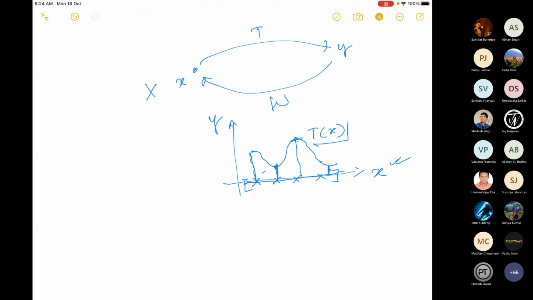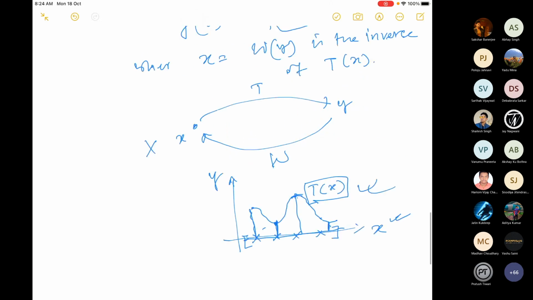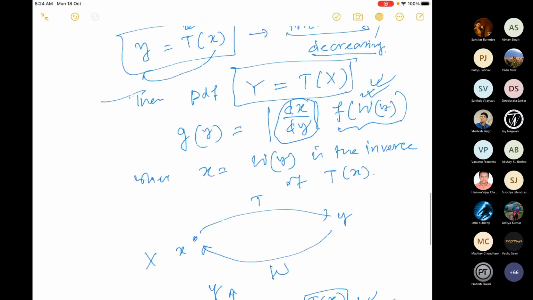So this function is not increasing or decreasing. But the theorem we proved was for when this is increasing or decreasing, because we have to have the inverse. Existence of an inverse does not mean that it is increasing or decreasing, but we need the concept of increasing or decreasing that we used in the proof of the theorem. Only if it is increasing or decreasing can we prove that theorem.